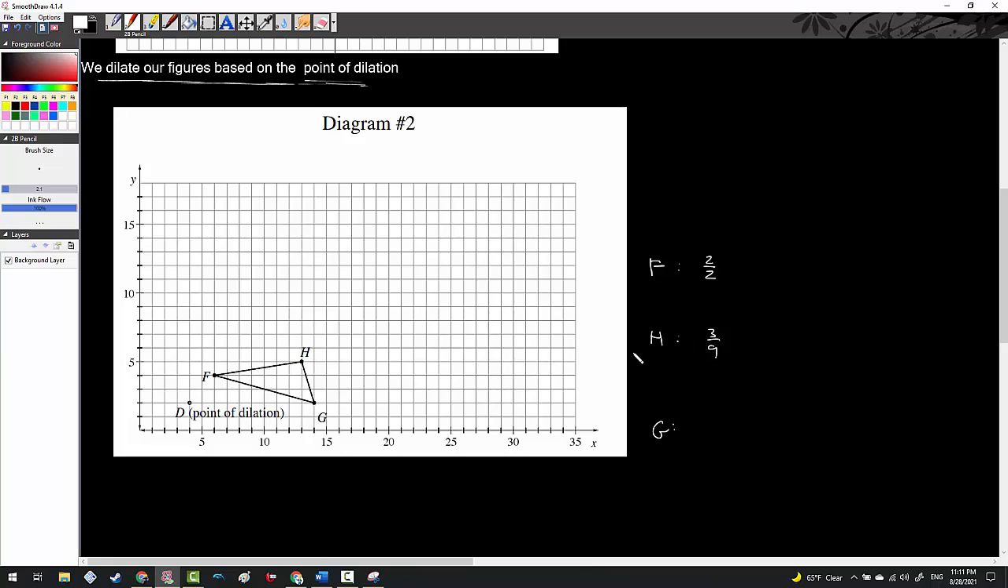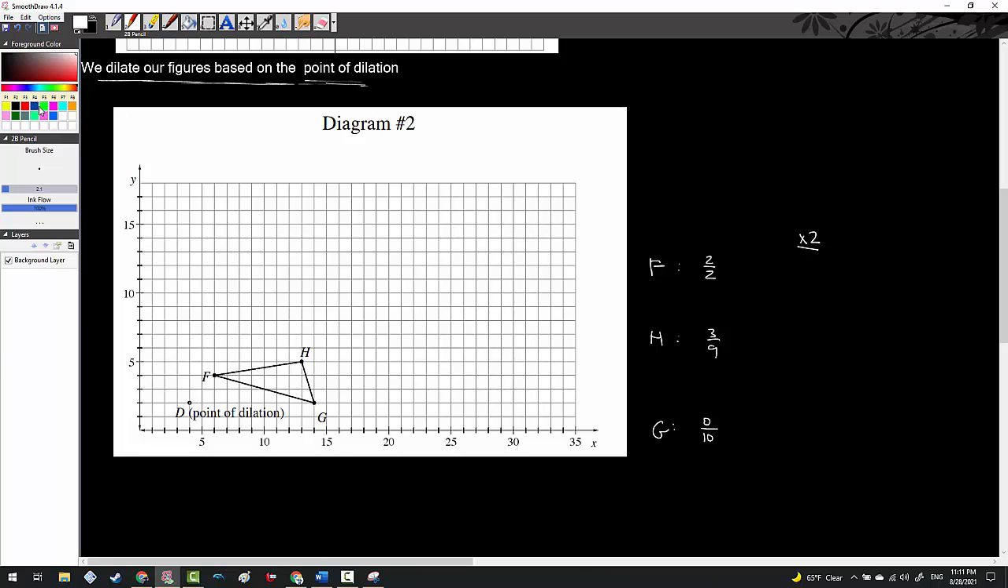That way you can have a proportional expansion from the point of dilation here. So G is just 1, 2, 3, 4, 5, 6, 7, 8, 9, 10 to the right. So 0 rise, 10 to the right. And so if I was to do, let's say, a times 2 on this dilation here.